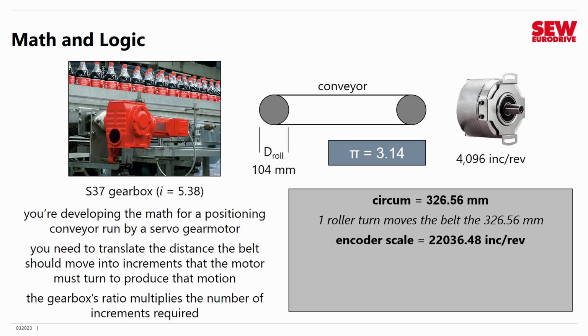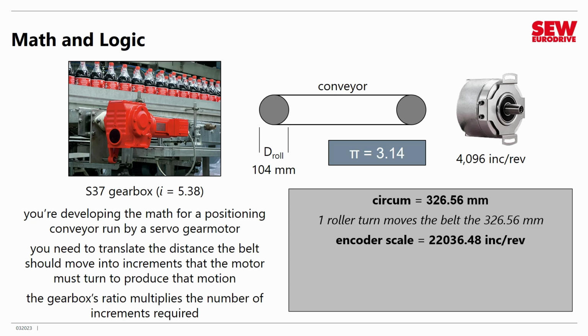Now, the encoder scale. We need to multiply 5.38 times 4,096. So that gives us 22,036.48 increments per revolution. So that's our encoder scale factor. And no, you don't want to round that off, even though you can't have a fraction of an increment, because we need to keep our fractions through the calculations until the very end.